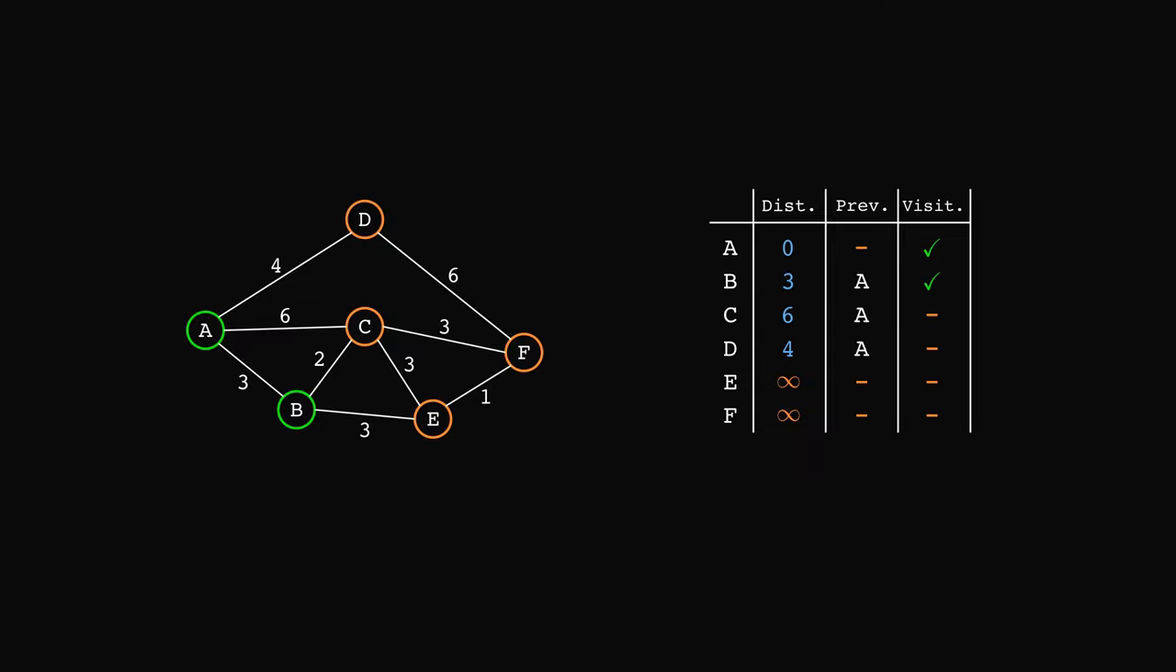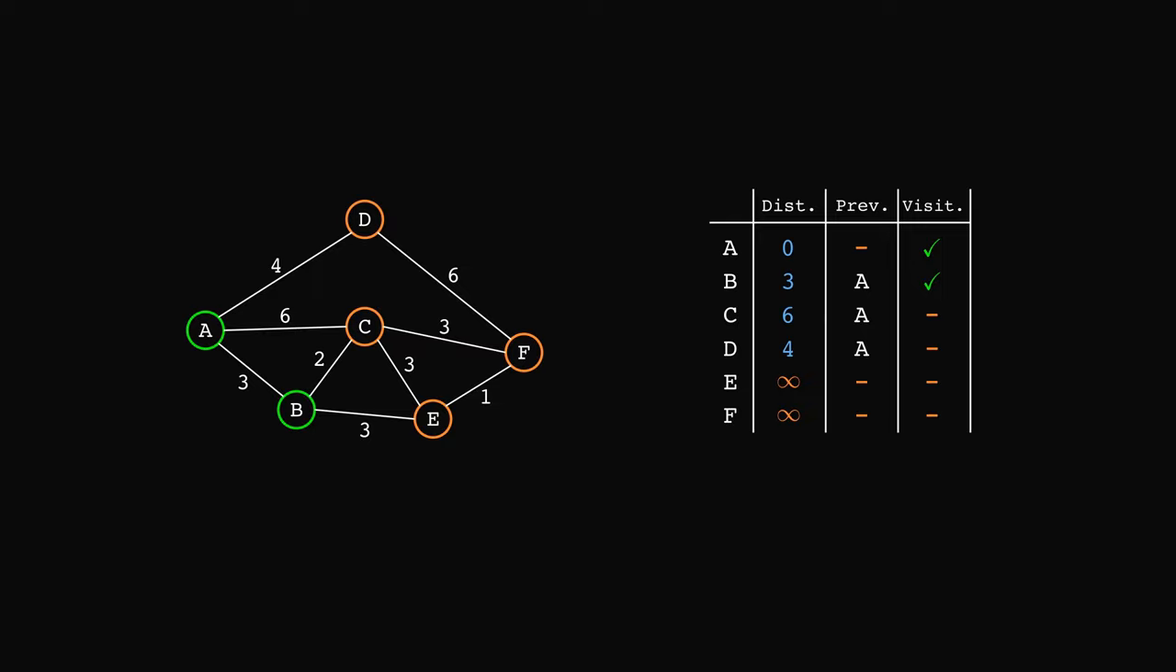We found another way to travel to C. We already know we can reach C from A, but now we found another route through B. Which one is shorter? Remember, our goal is to find the shortest path from A to F. But if we find more than one way to travel between two vertices, we need to choose the shorter one, because for all we know, that in turn could give us the shortest path to our final destination.